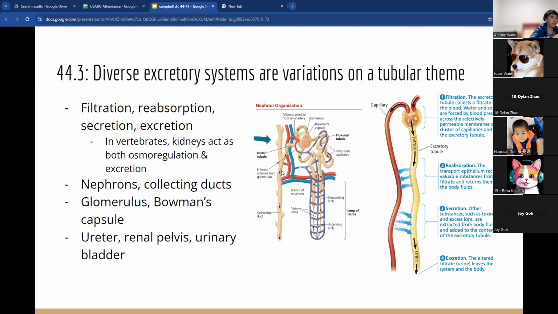And this is a simplified version of how the kidney works. So blood enters into this capillary bed. I don't know why they're calling this a capillary, but blood enters into this capsule, and then fluid is pushed into the excretory tubule, and as you can see here, things are exchanged between the blood and the filtrate as required.